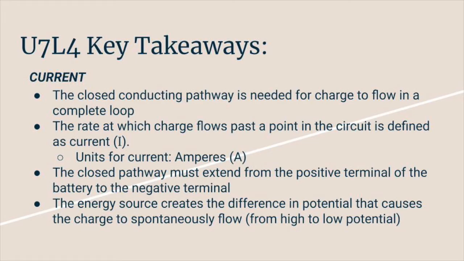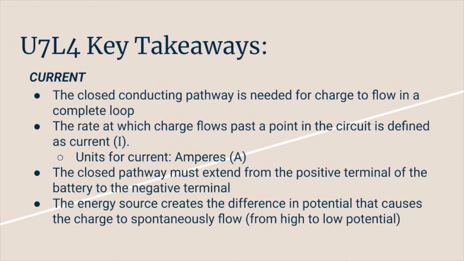So I want to bring us back to this idea of a closed conducting pathway as it relates to something that we call current. So the closed conducting pathway is needed in order for charge to flow in a continuous loop, right? So charge is constantly flowing throughout our circuit. And the rate at which charge flows past a given point in the circuit is defined as the current, which we symbolize with the variable I.